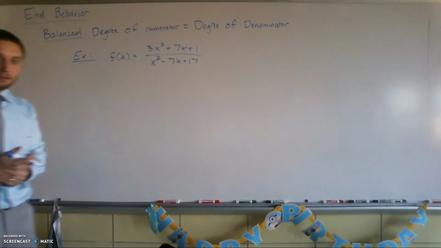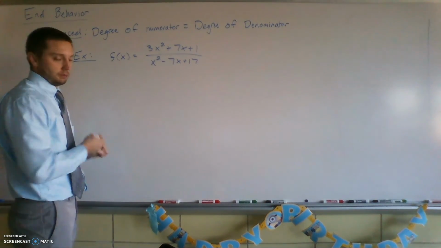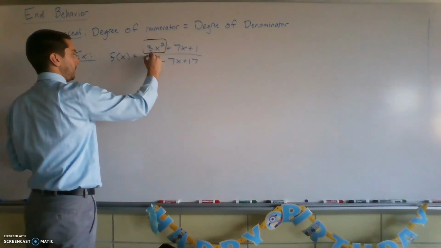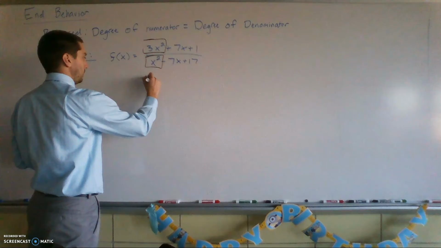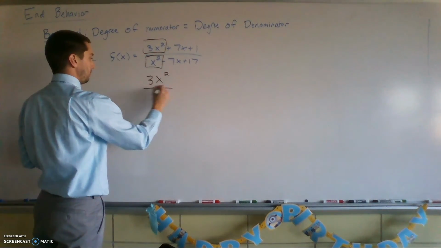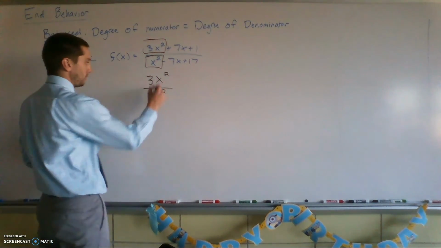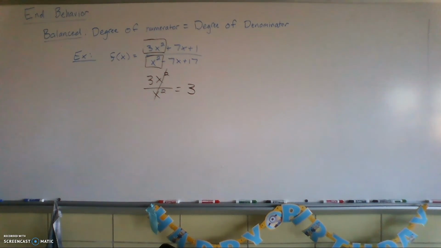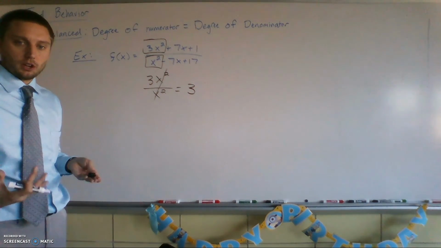Okay? And again, picture what's going to happen as you start plugging in really, really big numbers for x. So similar to when we are top heavy, we look at the terms that dominate. These are the terms that are really going to impact my end behavior. So 3x squared over x squared. Well, how does this simplify? Oh, well, wait a sec. That's just 3. Okay? So with balanced, you're going to have another horizontal asymptote.